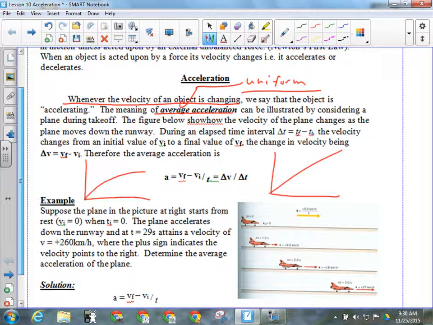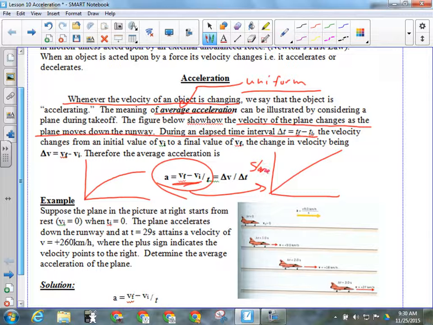All right, so what happens while the plane is taking off is that its velocity changes over the course of time, during an elapsed time interval. That's where we get this formula from. We said this formula here is really just the slope of that line on a velocity versus time graph.